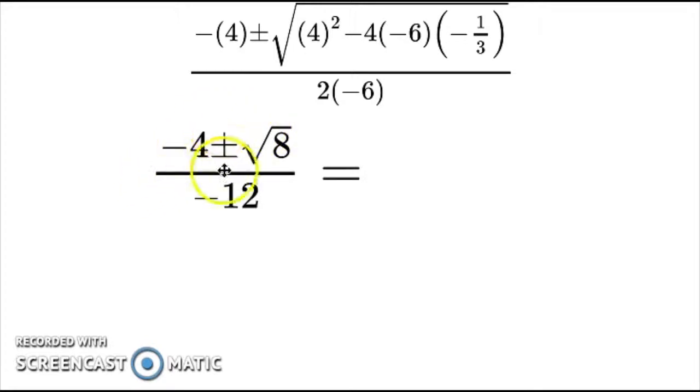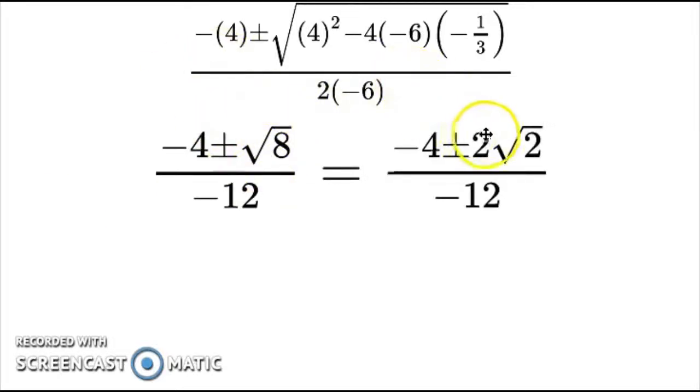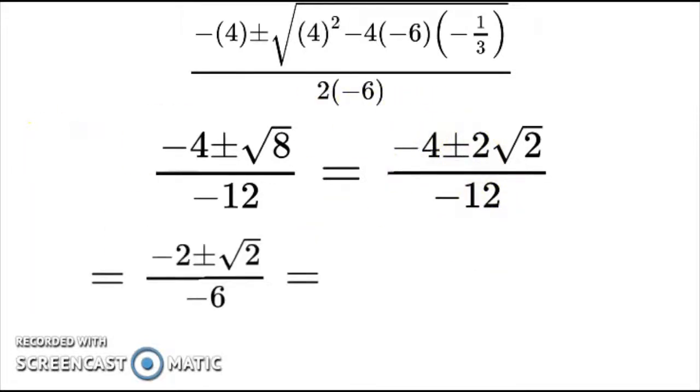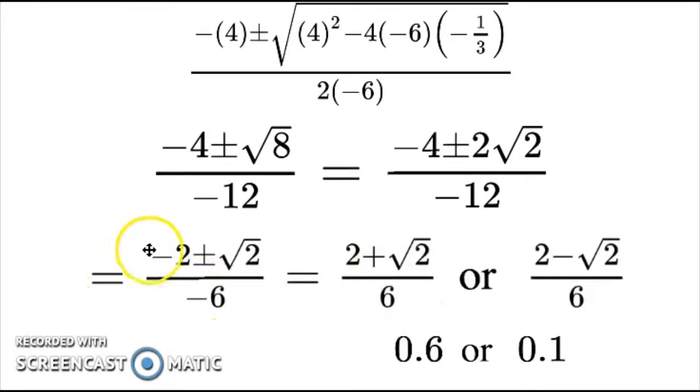So then negative 4 plus or minus square root of 8 over negative 12 becomes, we can simplify the radical 8 to 2 radical 2, and then we have a GCF of 2, which becomes, if you divide each of the numbers in front by 2, negative 2 plus or minus radical 2 all over negative 6, which can then be split up and simplified, because these are both negatives, as 2 plus radical 2 over 6, or 2 minus radical 2 over 6, and as decimals, that's 0.6 or 0.1.